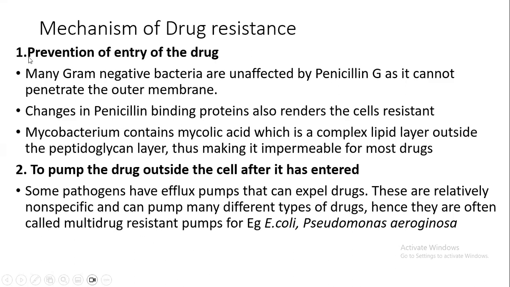So the first mechanism is prevention of entry of the drug. Many gram-negative bacteria are unaffected by penicillin G as they are unable to penetrate the outer membrane. There are several changes in penicillin binding proteins that also render the cell resistant. Certain bacteria such as mycobacterium contain mycolic acid in their complex lipid layer, the outer layer that is present outside the peptidoglycan layer, thus making it impermeable for most drugs.